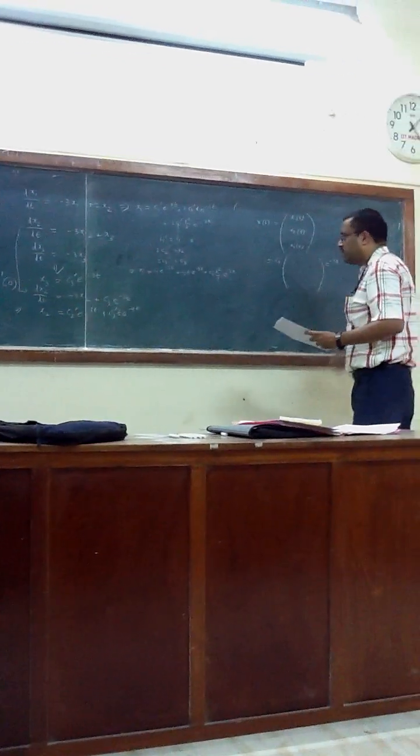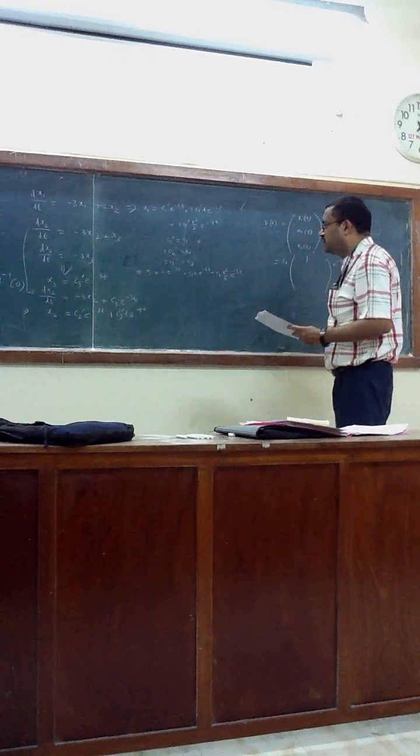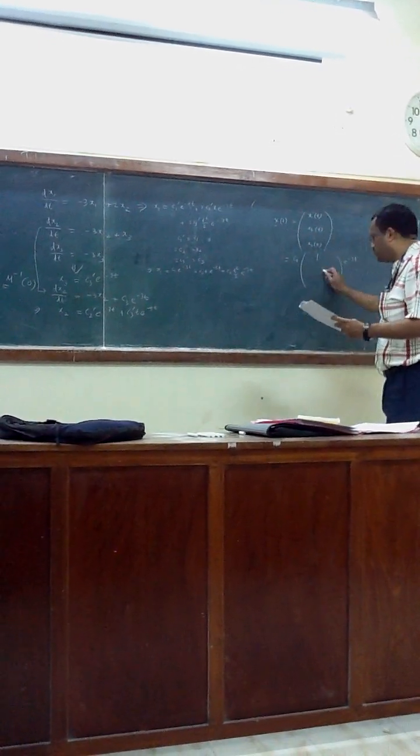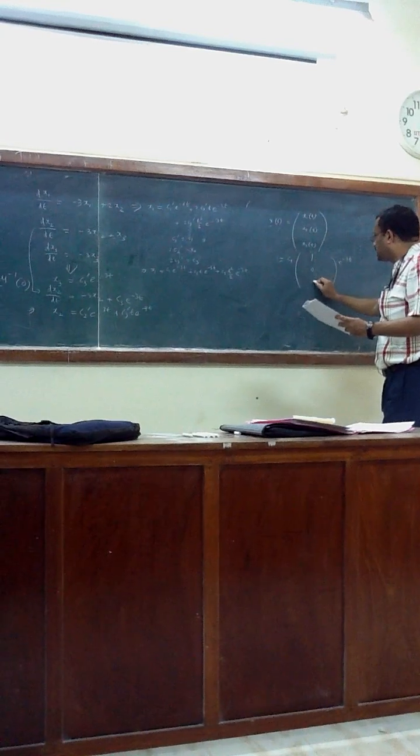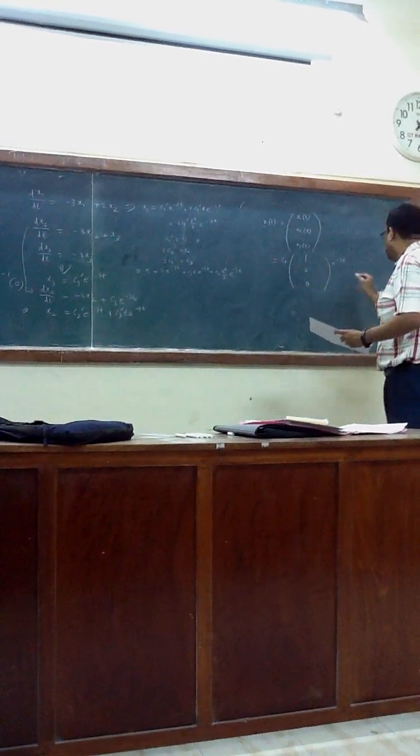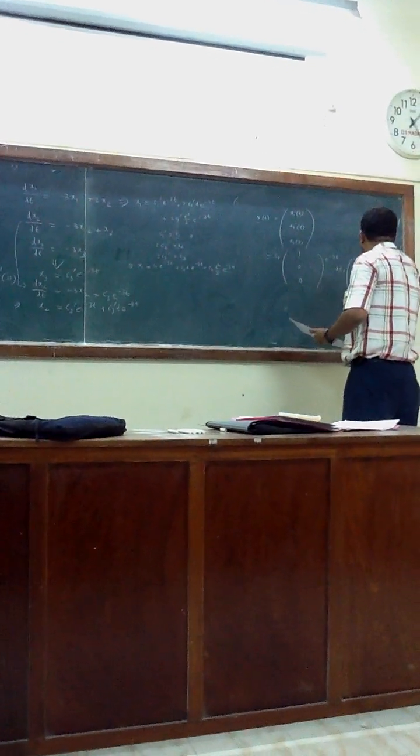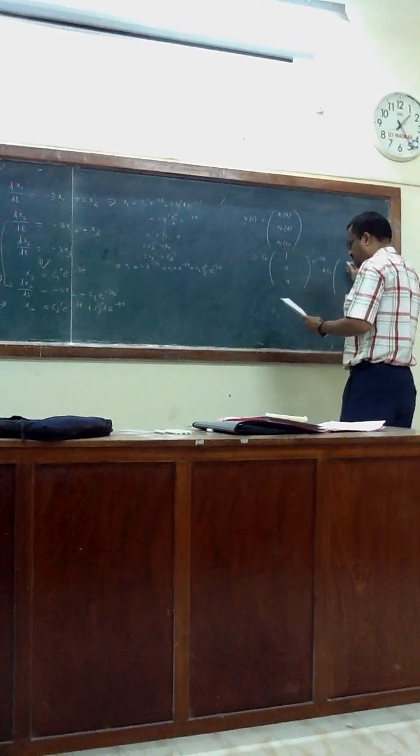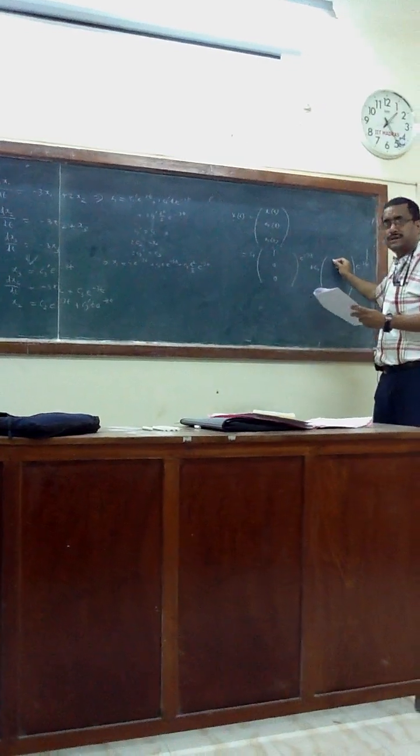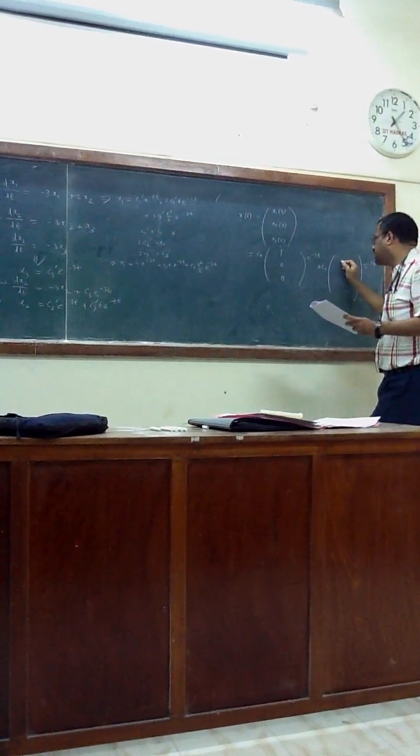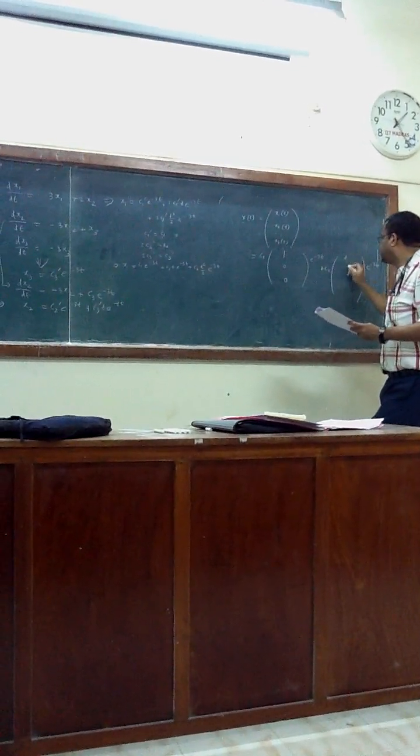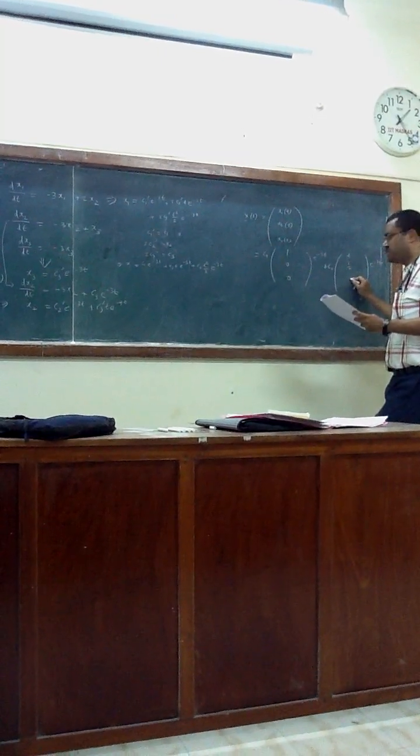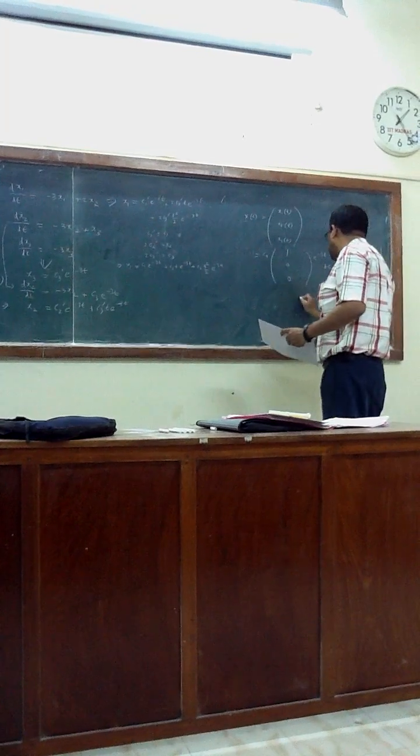Plus c2, we can have e to the power minus 3t again. What is that? t next. 1 by 2 next. Excellent. c3, e to the power minus 3t again. t square by 2, t by 2, 1 by 2.